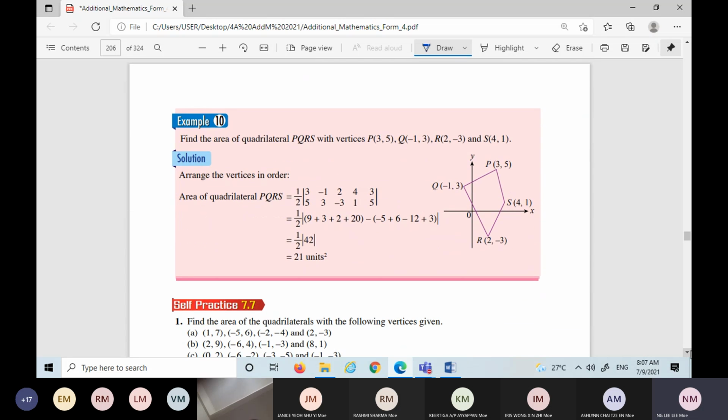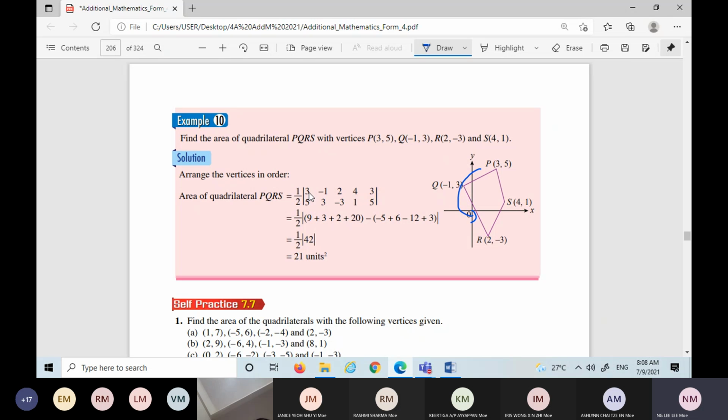Example 10. Find the area of quadrilateral PQRS. The four vertices are given, the coordinates. So you rearrange them. If you want to do PQRS, you go this way, anti-clockwise, and P is the first point. The last point you repeat P again. So P is (3, 5), Q is (-1, 3), R is (2, -3), S is (4, 1), and then you repeat the first point again, which is P (3, 5).